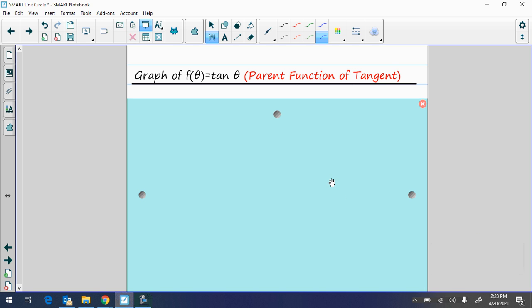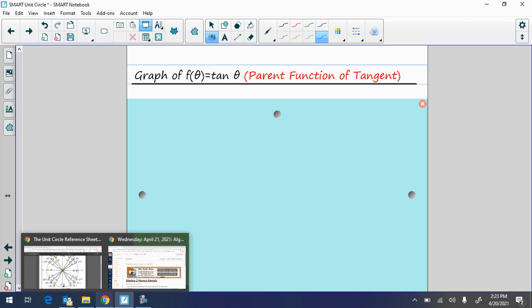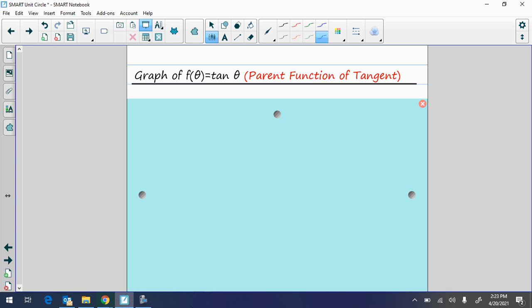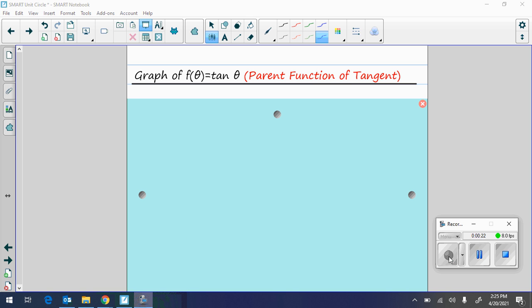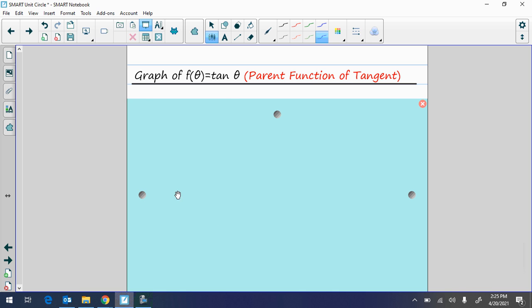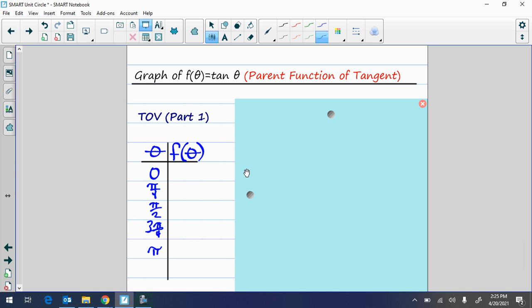In this video, we are going to do our parent function for our graph of tangent of theta. And this one's going to be a little different than our sine and cosine. And we're going to look at a little different values for our theta as we go around. So we are going to take a look, and this is going to be our table of values, part one.